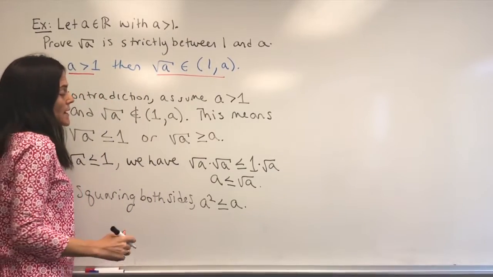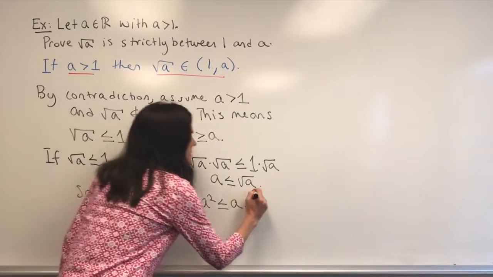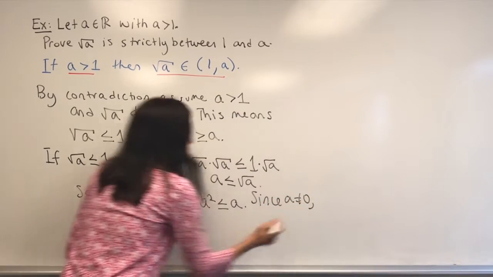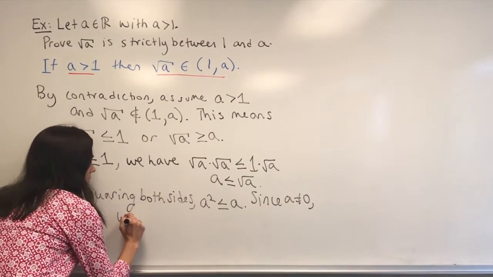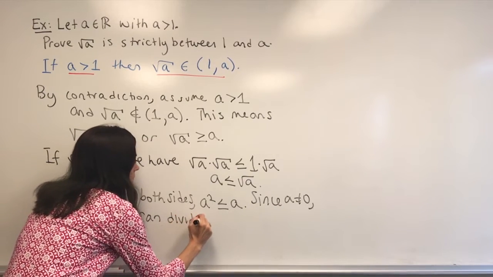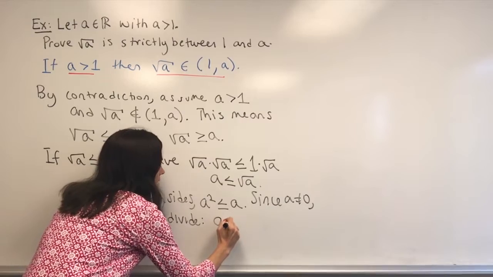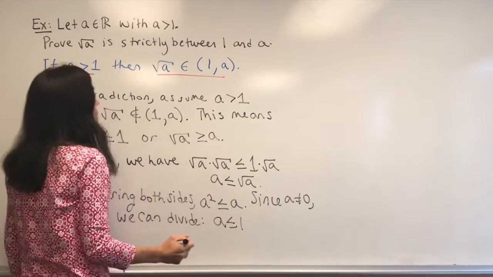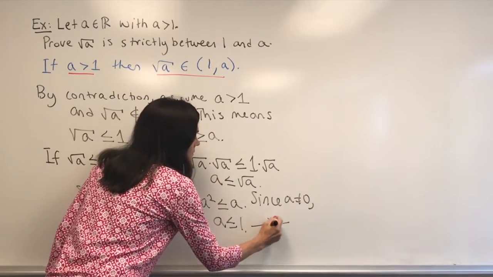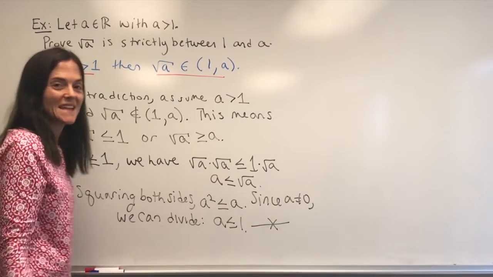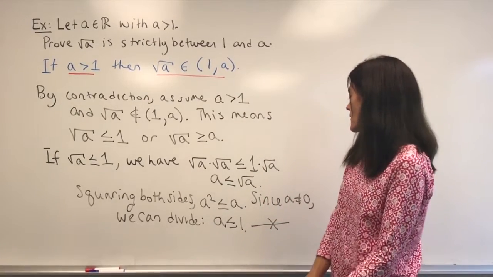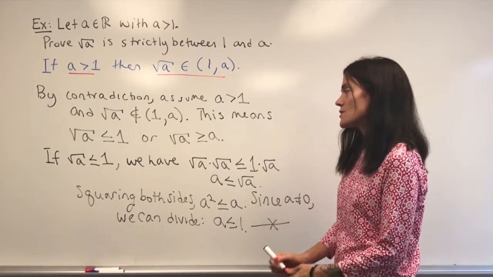Well, at this point, we can just divide. So since A is not equal to 0, we can divide by A. And we get A is less than or equal to 1, which is a contradiction. Because our assumption was that A is bigger than 1. So we contradicted one of the assumptions. Okay, that's fine. We have a contradiction.